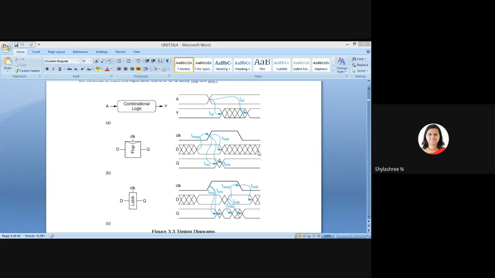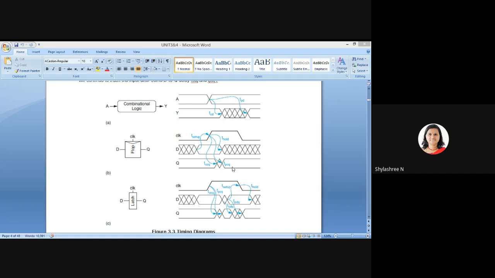Okay, so next, output begins to change. You can see here, output begins to change after the clock to Q contamination delay. The delay we are calling TCCQ, and then the output is not stable. It may glitch, the same thing we discussed in the combinational logic. And it completely settles after your clock to Q propagation delay. So when you use a flip-flop in your design circuitry, four delays come into the picture: setup time, hold time, clock to Q contamination delay, clock to Q propagation delay.